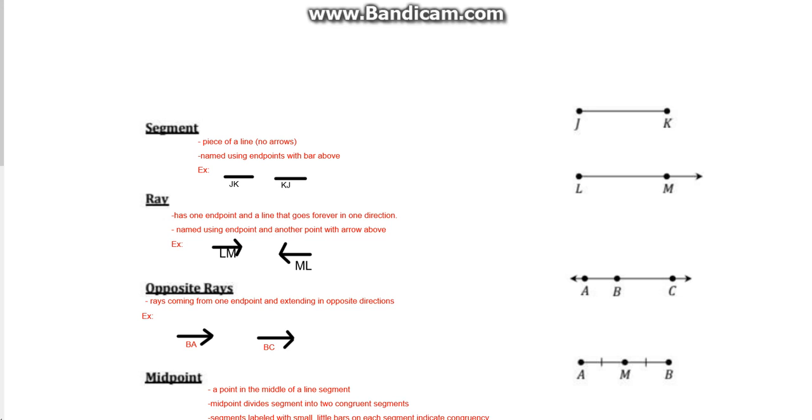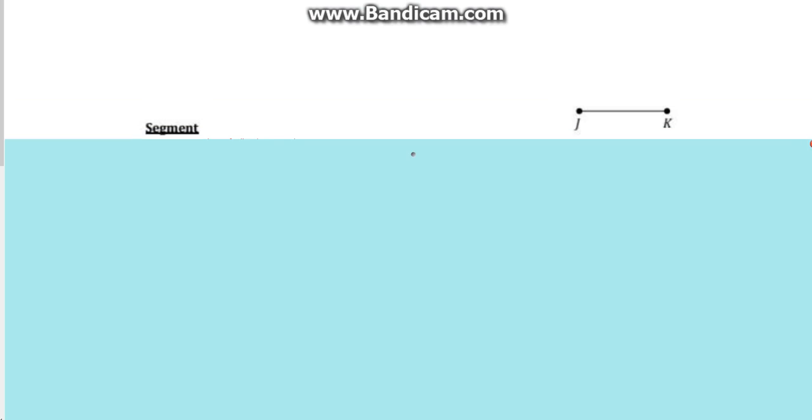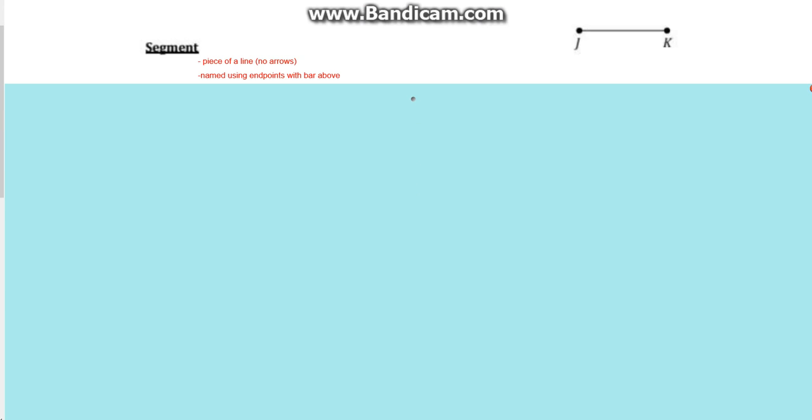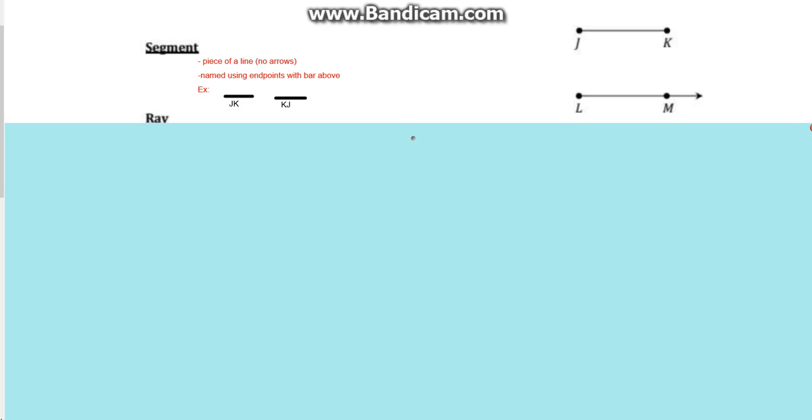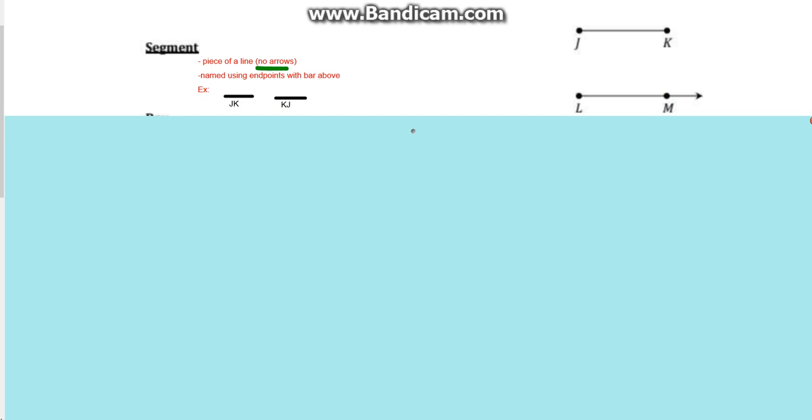In page 2 we have segment, which means it's a piece of a line with no arrows. Super important, no arrows. It's named using the endpoints with a bar above. So we have endpoints JK and KJ. Notice how they don't have arrowheads, it's just a segment.